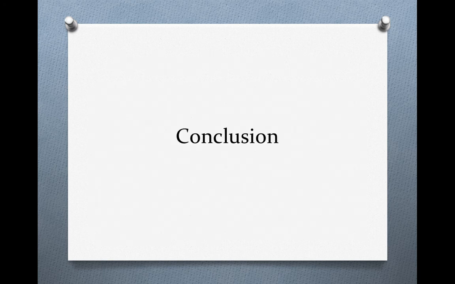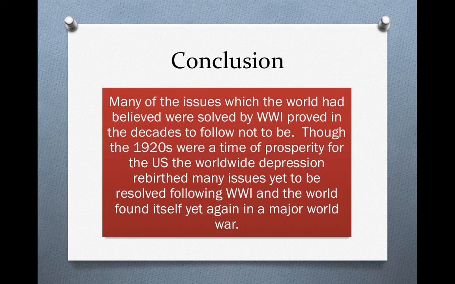So, to kind of wrap up everything that we've talked about and all these things that have started this massive Second World War that was supposed to be prevented by the First World War and the Treaty of Versailles, many of the issues which the world had believed were solved by World War I proved in the decades to follow to not be at all. Though the 1920s were a time of prosperity for the United States and most of the world, the worldwide depression rebirthed many issues yet to be resolved following World War I, and the world found itself yet again in a major world war. Now, keep in mind the United States is still not involved yet, but you can see how we might slowly be pulled into the Second World War.